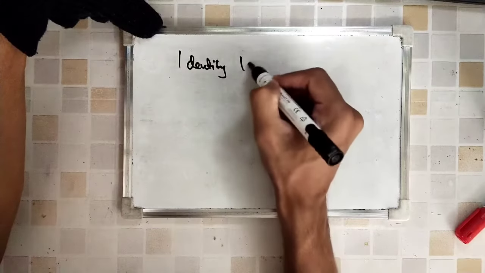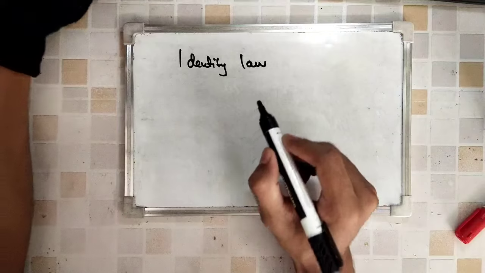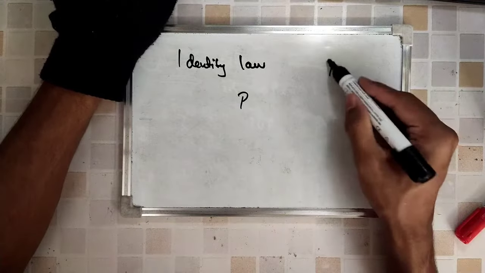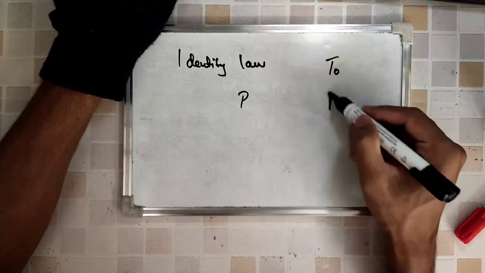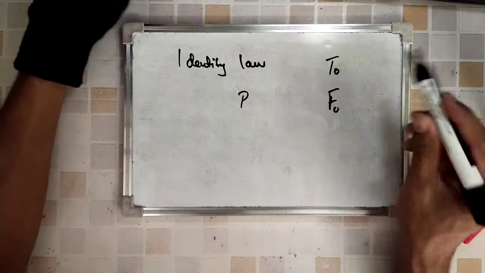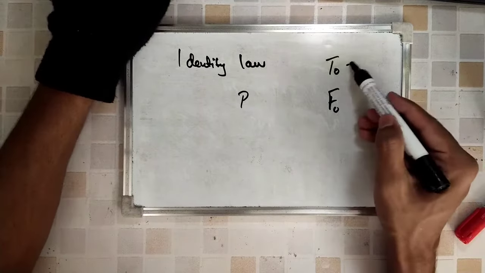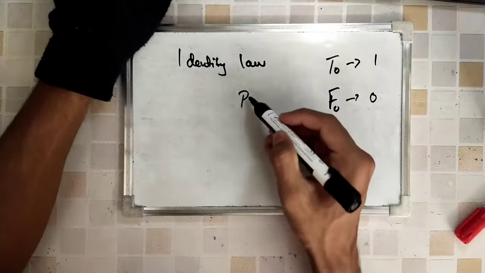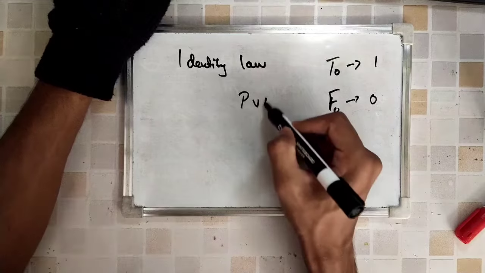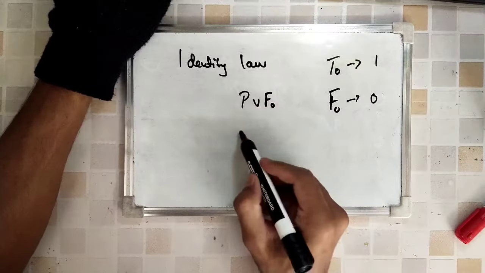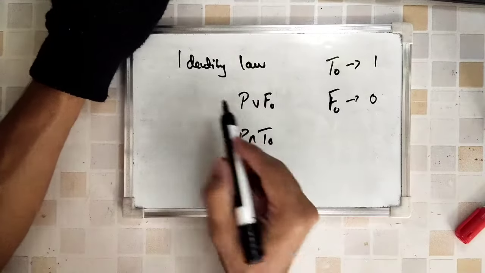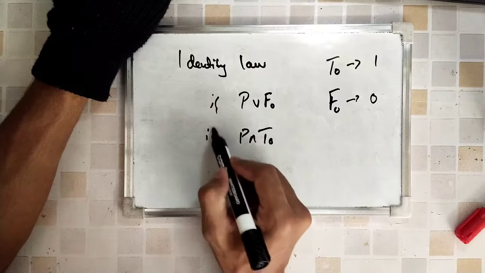The third one is the identity law. From the name also you can remember. Here we had studied that T naught represents tautology and F naught represents contradiction. Tautology means it is always 1. F naught means it is always 0. So here we have p or F naught, and p and T naught. Okay, so this is the first one, this is the second one.